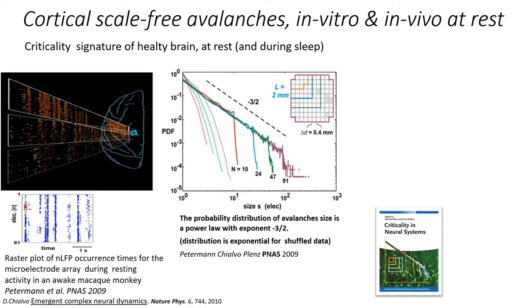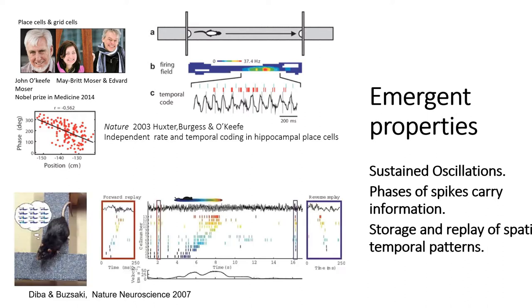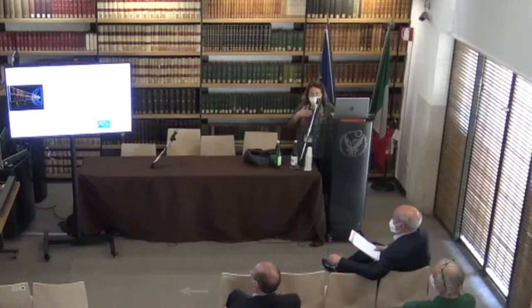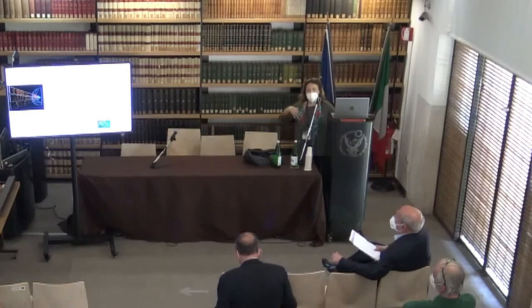And this has been observed later also in vivo. This power law is very nicely reproduced in many experiments. And a lot of other signatures of criticality, not only this scale invariance, but also long-range temporal correlations and so on, make people think that spontaneous activity at rest may have to do with a system at a critical point, where susceptibility is also maximum.